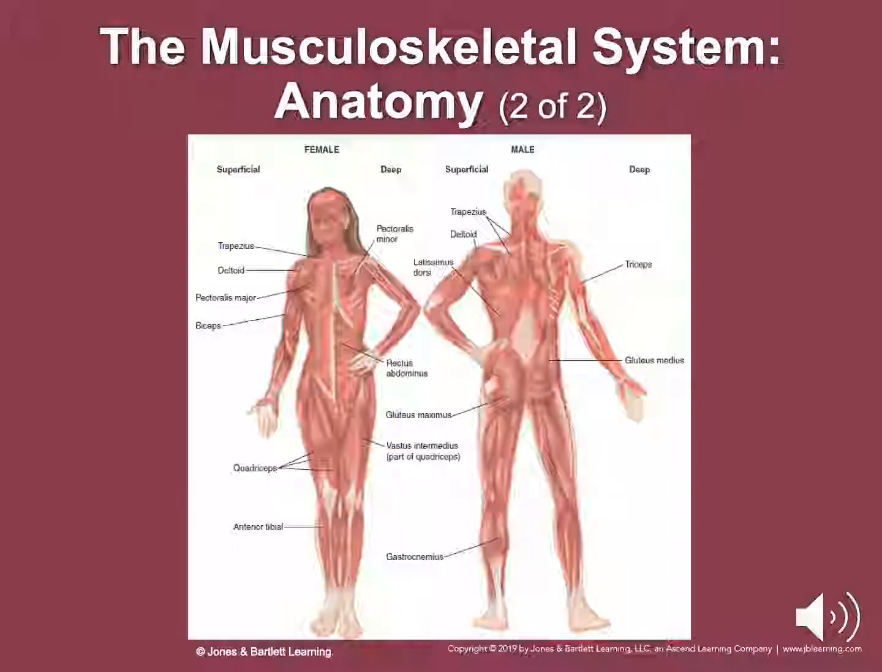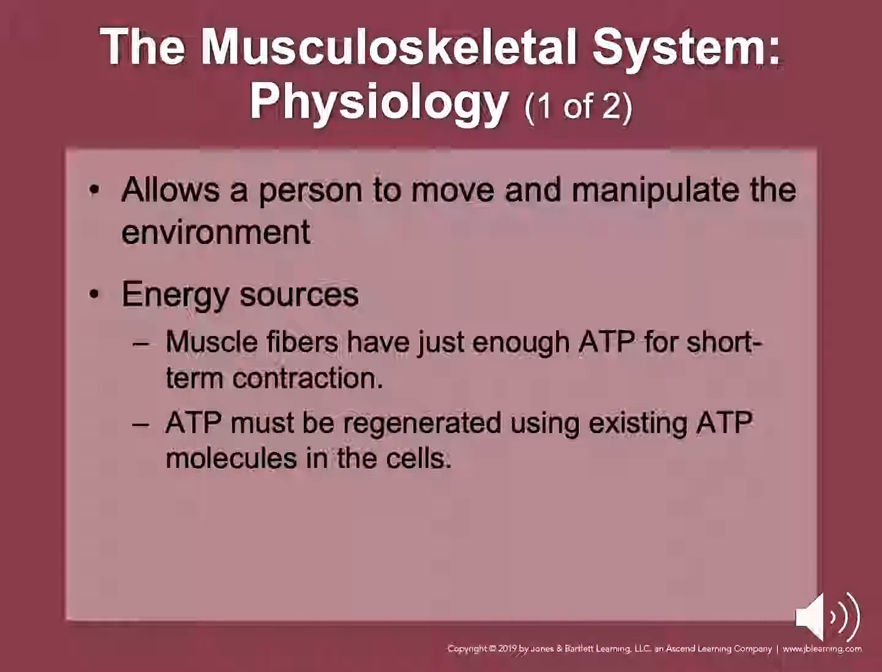Energy sources may include: muscle fibers have just enough ATP for a short-term contraction. ATP must be regenerated when fibers are active, using existing ATP molecules in the cell. ATP is regenerated from adenosine diphosphate and phosphate. So that's where you get your ATP. When ATP breaks down, energy from creatine phosphate is transferred to ADP molecules to convert them back to ATP.